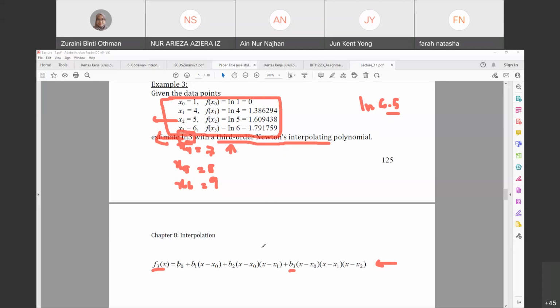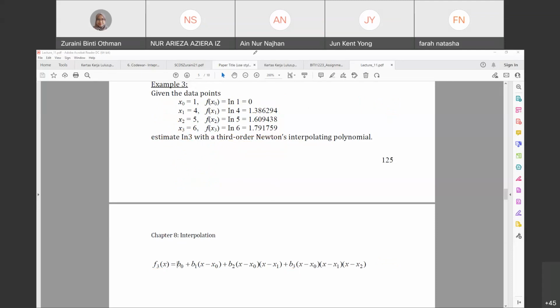Okay. So, tadi berbalik kepada soalan Ken Yong tadi tu. Can I call you Ken Yong or Jun? Just Young is okay. Just Young. Okay, sorry. Okay, Yong.